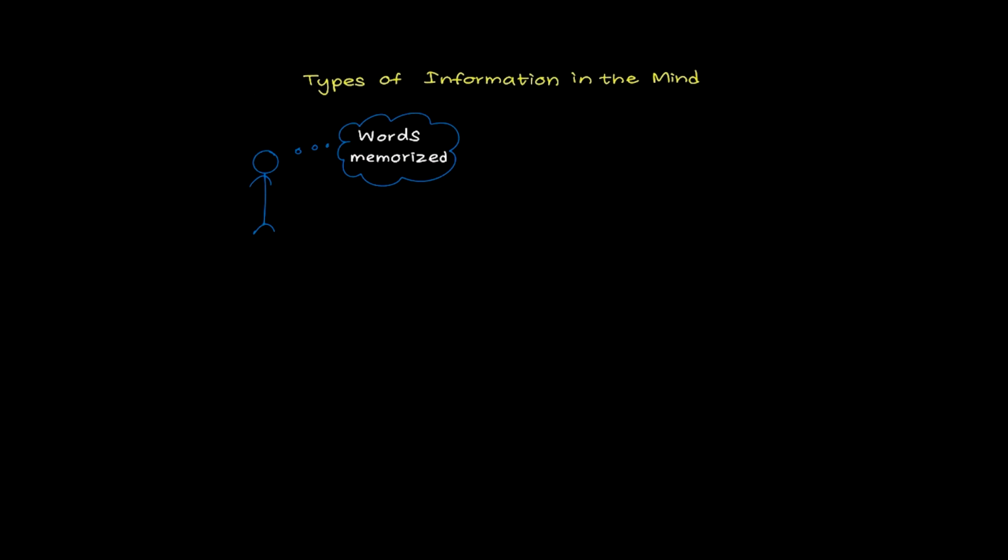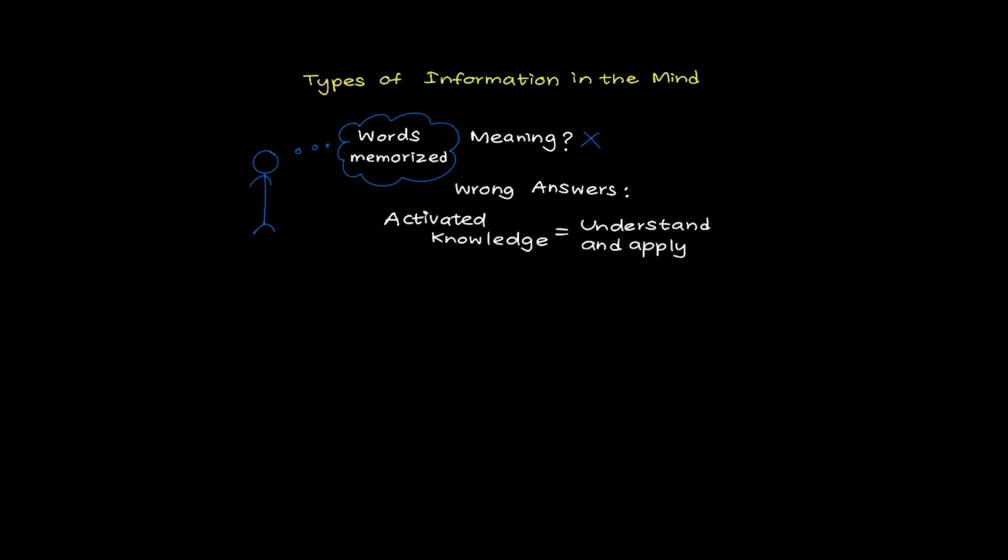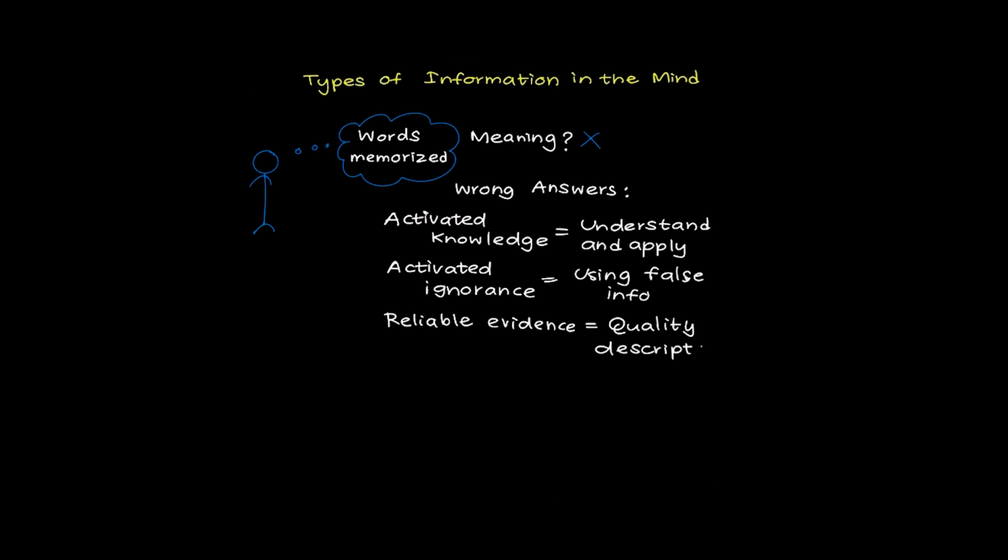Let's talk about how information sits in your mind. A student memorizes the Pledge of Allegiance perfectly for a recital, but can't explain what the words mean or apply those concepts to discussions about citizenship. Paul and Elder call this inert information, memorized without understanding. You think you know it, but you can't actually use it. Activated knowledge is the opposite. You understand it deeply and can apply it to new situations. Activated ignorance is different too. That's when you actively use false information thinking it's true. Reliable evidence describes the quality of supporting information, not how information exists in your mind.